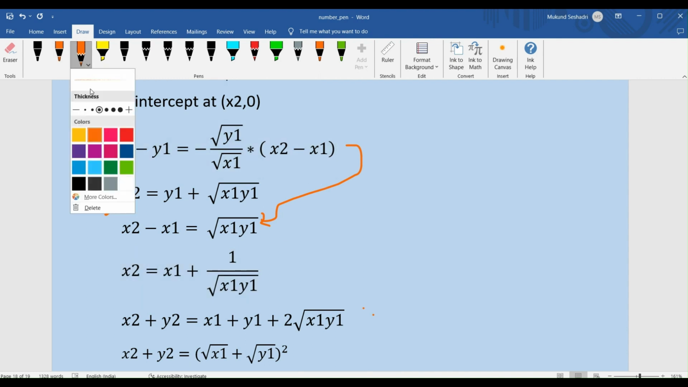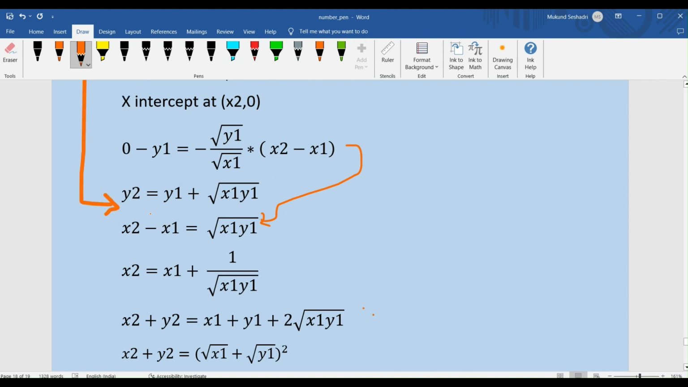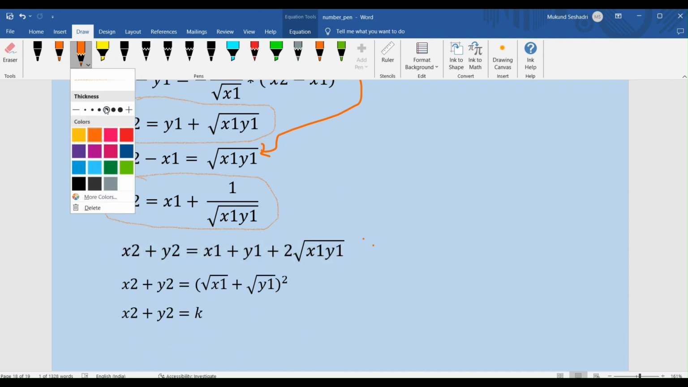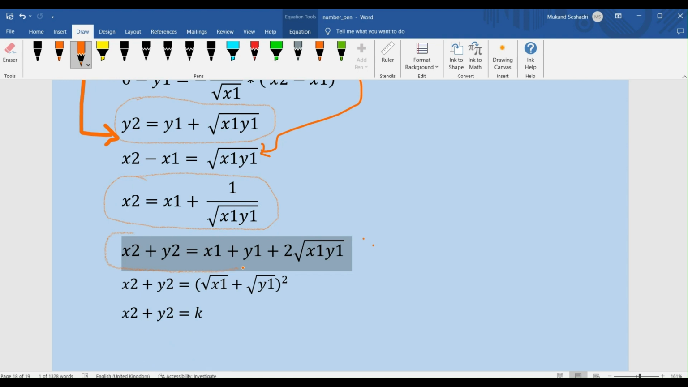So we have two equations which I'm going to circle. One is this, which is your y2, and the other is your x2, right? So both x2 and y2 have been expressed in terms of y1 and x1. Now what is the sum of the intercepts, which is what the question is asking? The question is x2 plus y2. So we sum up x2 and y2, and we get this particular equation, right? And what is that equation? x2 plus y2 equals x1 plus y1 plus 2 root x1 y1, right?